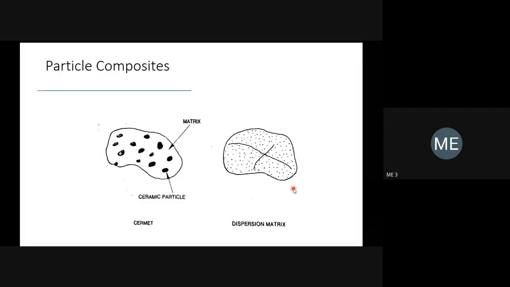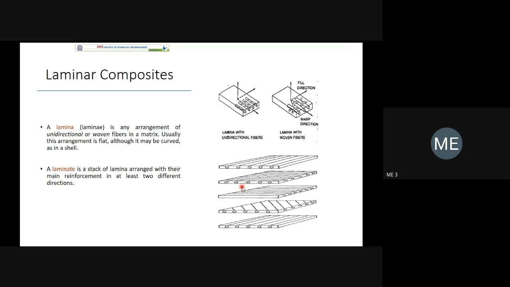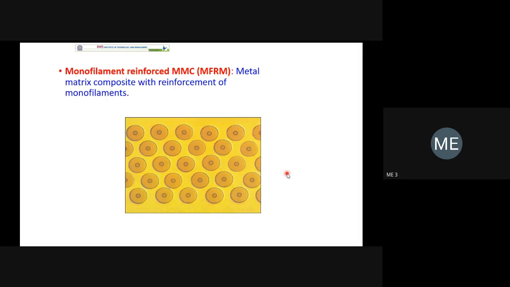Now particle composite: imagine it is a matrix material with small particles of reinforcement material, like a metal matrix composite. The metal will be the matrix material and silicon carbide particles are the reinforcement material. This is fiber. This is flake. You can see this is a flake and this one more is fiber. The laminar composite has different laminas, one placed above the other; we'll discuss that later.